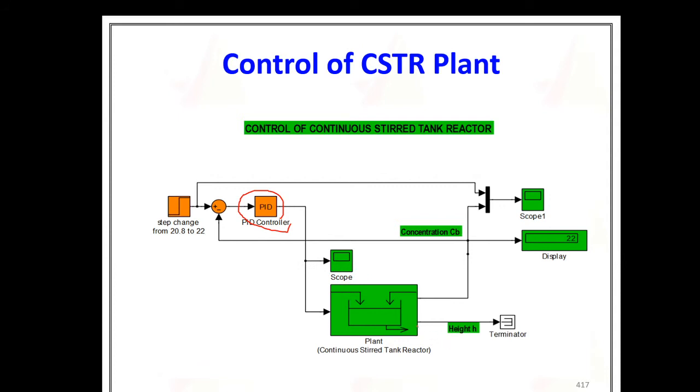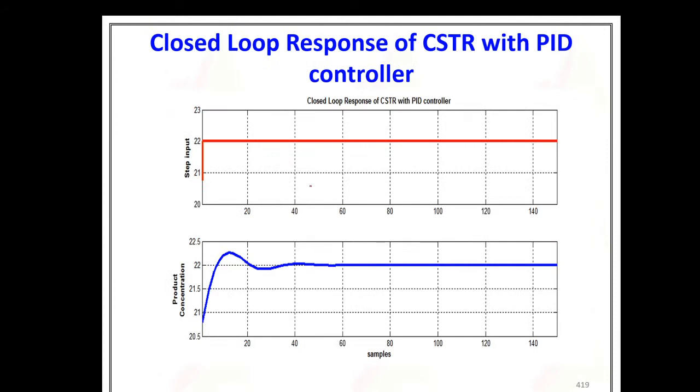Okay, and the plant output is height and concentration. Okay, you can see here the closed loop response of the CSTR with PID controller.